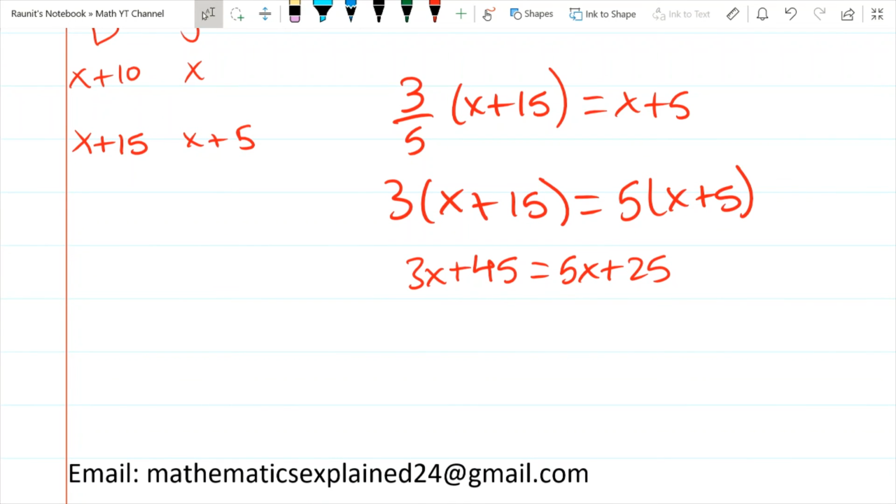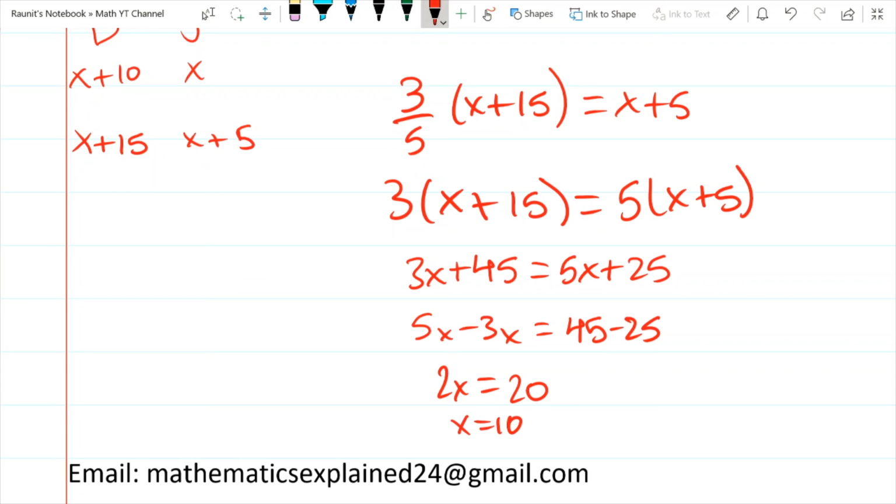So I'm just going to flip it around because you can do that, and then you get 5x minus 3x. It makes it look a little easier for me. I'm used to doing it this way. And then you get 45 minus 25. I'm sure I could do that right now, but I'll just do it step by step. So 2x is equal to, let's see, 45 minus 25 is 20. x is equal to 10.